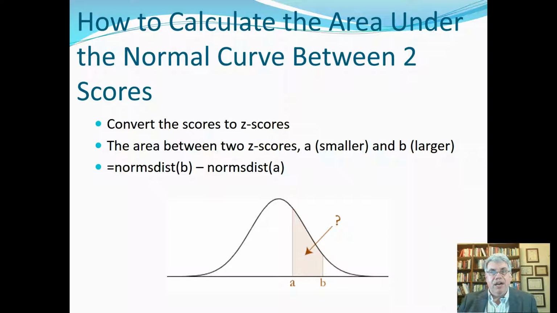Let's look at how we can calculate the area under the normal curve that's between two scores. For example, here we've got two scores, A and B. So it looks like both A and B are above average because they're to the right of the mode or the average of the symmetrical bell curve.